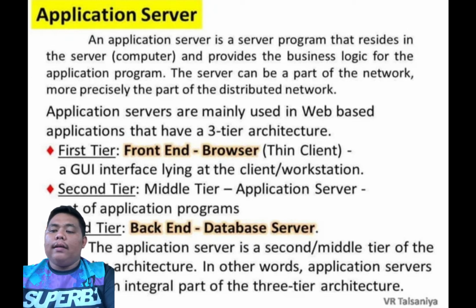First tier, second tier, and third tier. The application server is the second, or middle, tier of the three-tier architecture. In other words, application servers are now an integral part of the three-tier architecture.